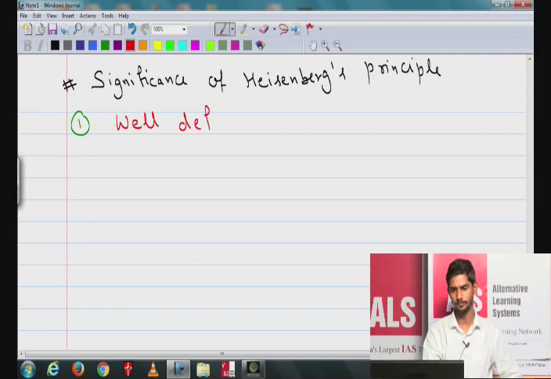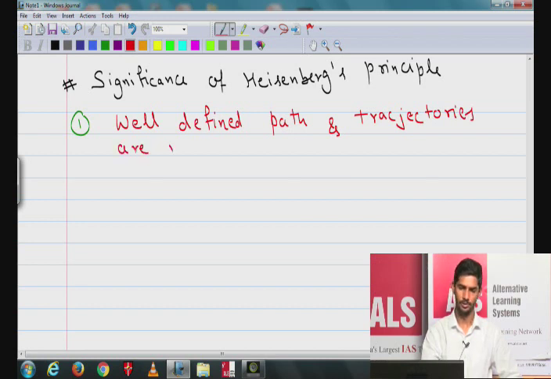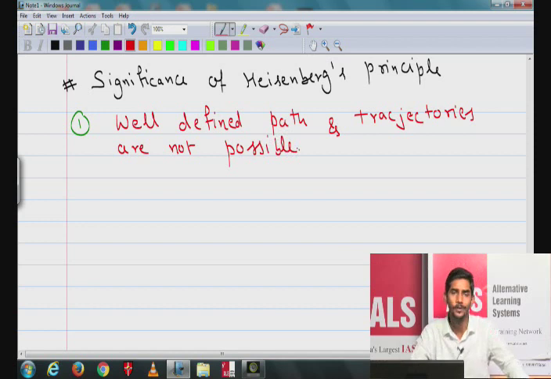So the first significance: the concept of orbit was proved wrong over here, that well-defined paths and trajectories are not possible, because if there are well-defined paths, then obviously we should know the position and the momentum, which is not possible, as proved by Heisenberg.